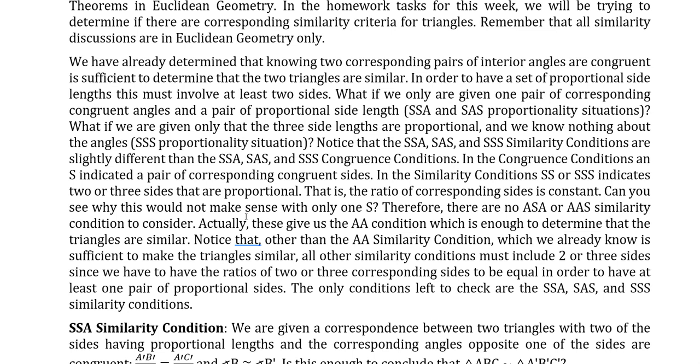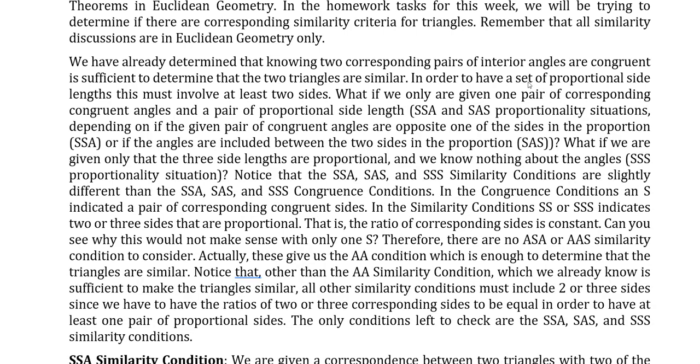In order to have a set of proportional side lengths, this must involve at least two sides. So what if we are only given one pair of corresponding congruent angles and a pair of proportional side lengths? We might call that the SSA or the SAS proportionality situations, depending on whether the angle is opposite one of the sides included in our proportionality, or whether the angle is included between the two sides in our proportionality condition. So that's one option.